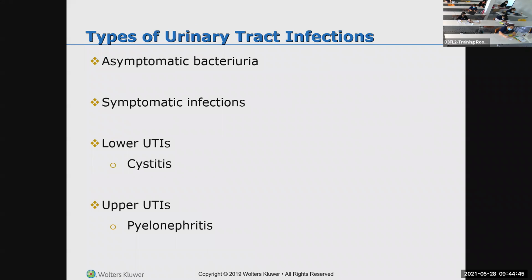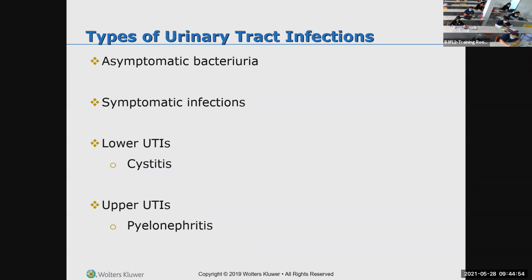Okay. So, types of urinary tract infections. Asymptomatic: no symptoms, but still I am suffering from urinary infection. Asymptomatic bacteriuria. Number two is symptomatic: maybe pain, maybe fever, maybe pain during micturition.